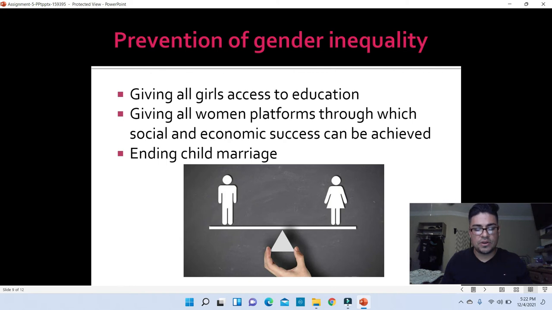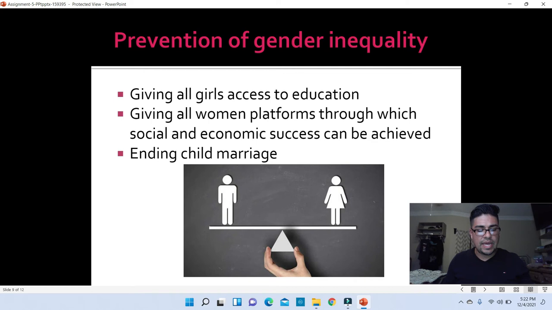giving all girls access to education. With respect to education, it can be seen that there are more than 130 million girls out of school, and if they get an education, then they will also get different types of opportunities, which are extremely valuable resources.